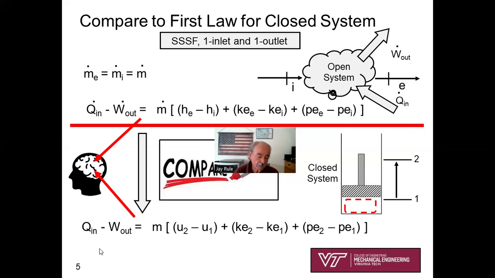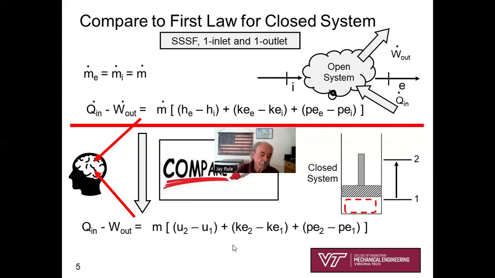Remember that early on, in the second week of class, we said delta capital U is the mass m times delta little u. You remember that, okay? So this should come out of your head pretty quickly. Q in minus W out equals m, the mass of the closed system, times u2 minus u1, plus kinetic energy change 2 minus 1, plus potential energy change 2 minus 1. Wow. Now visually, look above the red bar and below the red bar. Look how similar those two statements of the first law look.